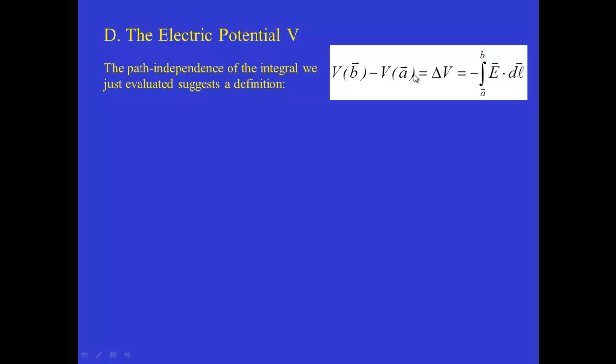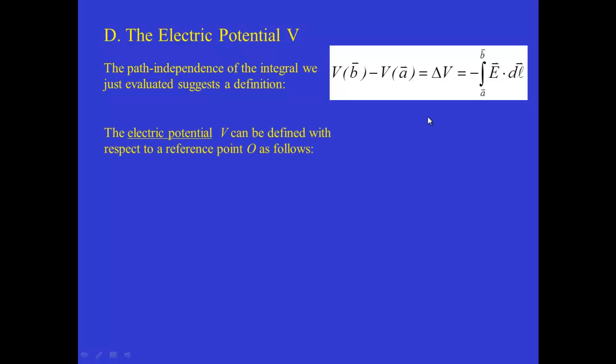So let's just call delta V, which is the potential at point B minus the potential at location A, and we'll set that equal to minus the integral of E dot dl from A to B. And the minus sign is involved just for consistency, as we will see later on when we deal with energy.